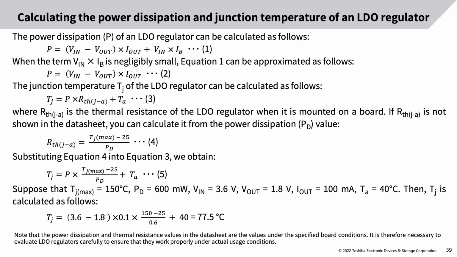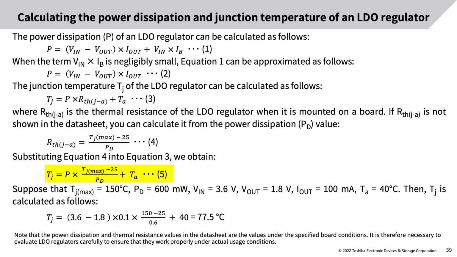Calculating the power dissipation and junction temperature of an LDO regulator. The power dissipation, PD, of an LDO regulator can be calculated as follows. When the term Vin and IB is negligibly small, equation 1 can be approximated as follows. The junction temperature Tj of the LDO regulator can be calculated as follows, where RTH(j-a) is the thermal resistance of the LDO regulator when it is mounted on a board. If RTH(j-a) is not shown in the datasheet, you can calculate it from the power dissipation, PD, value.